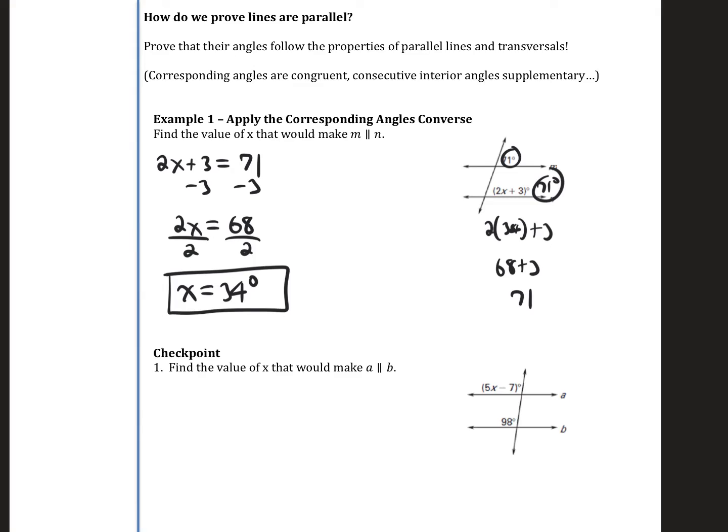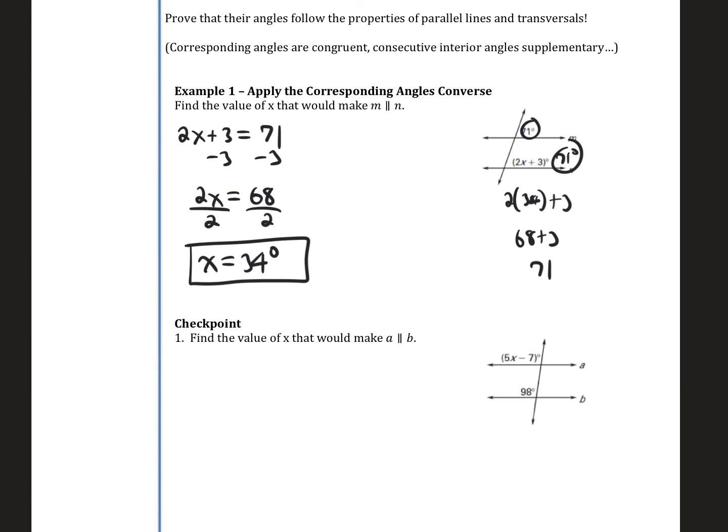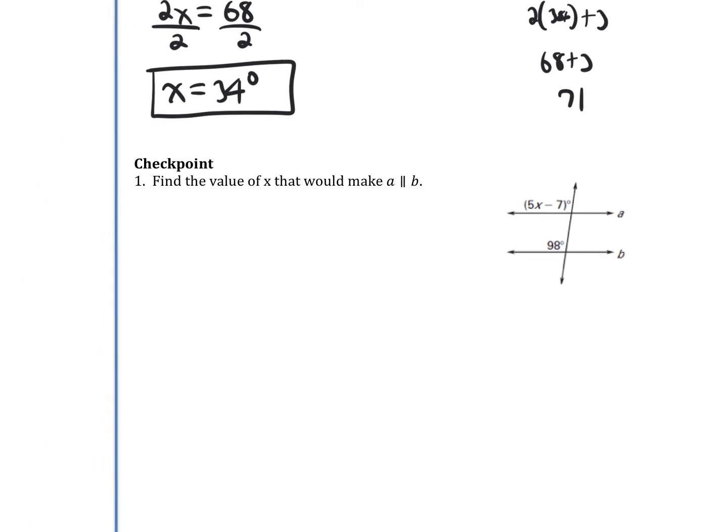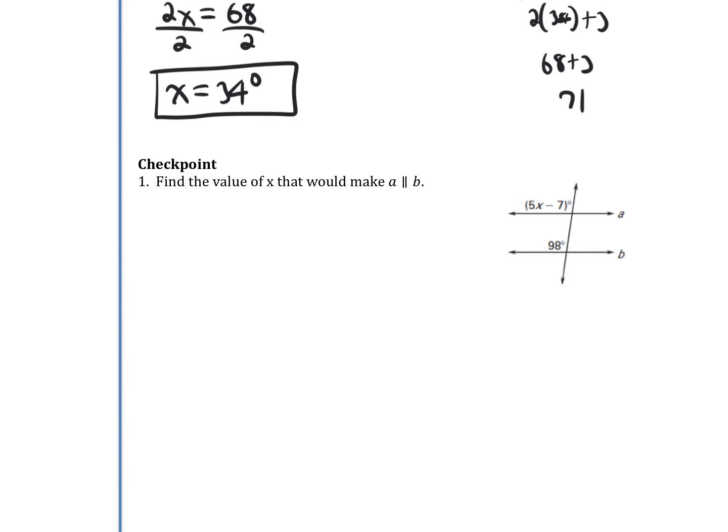All right, we have a checkpoint. See if you can do the same thing for checkpoint 1. Give it a try. All right, sounds good. So these are what kind of angles here? They are corresponding, they are matching. They're in the top left and top left right here. Okay, so do we set them equal, or do we add them up to 180? We set them equal. So 5x minus 7 equals 98. If you want to pause the video and solve it, see how you do.